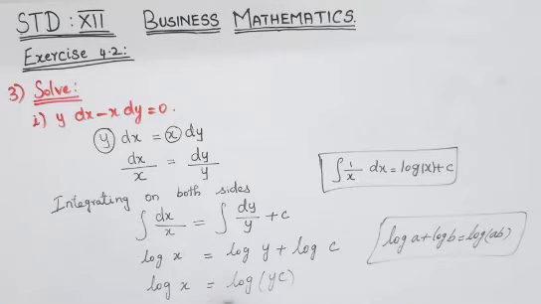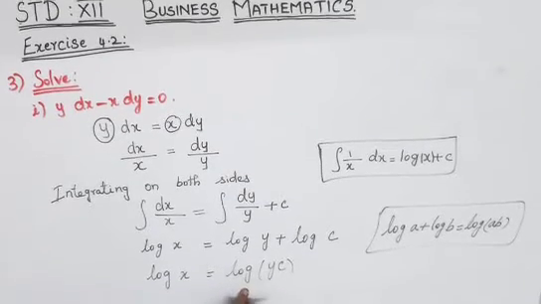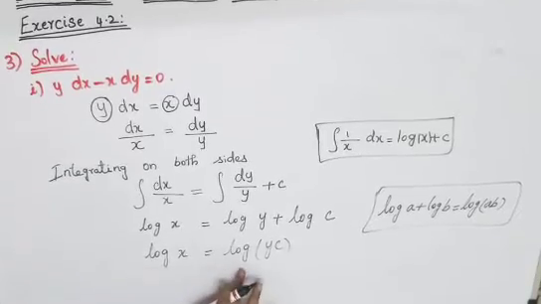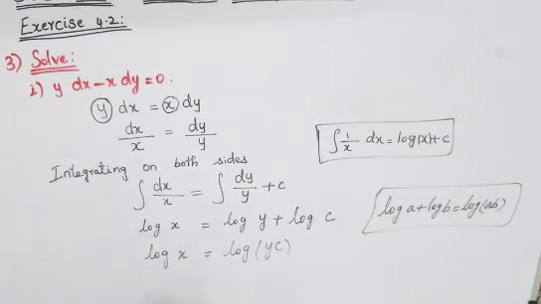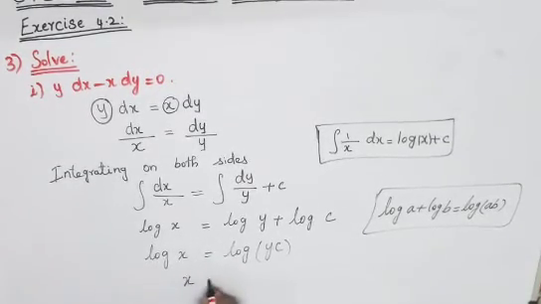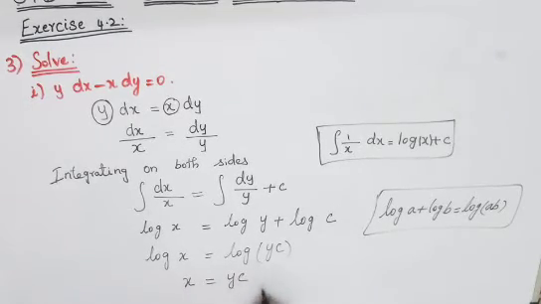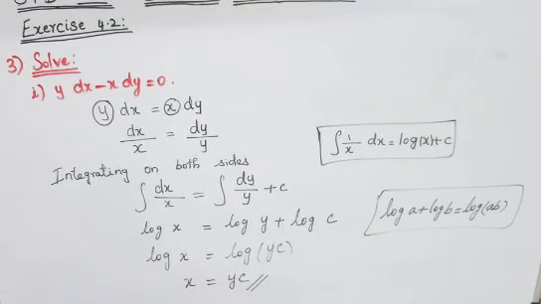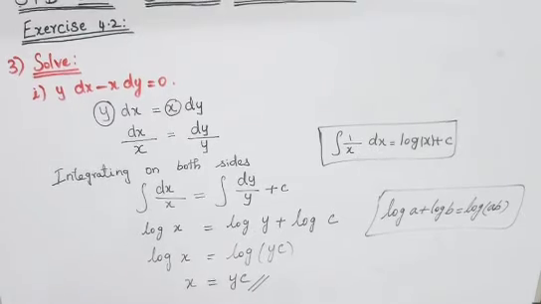Okay, so now you have got log on both sides. To remove the log, you have to take the anti-log. So if you take the anti-log, what will happen? x is equal to yc. So this is the answer for your third question, first subdivision.